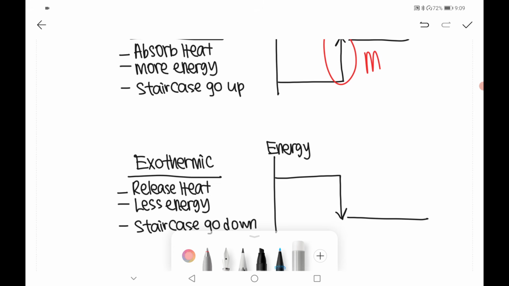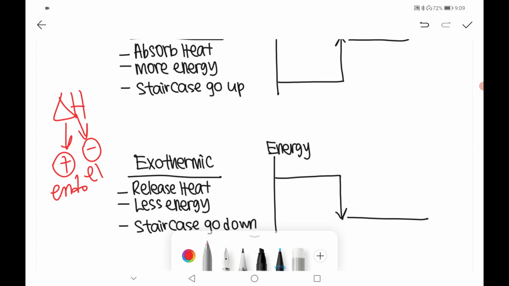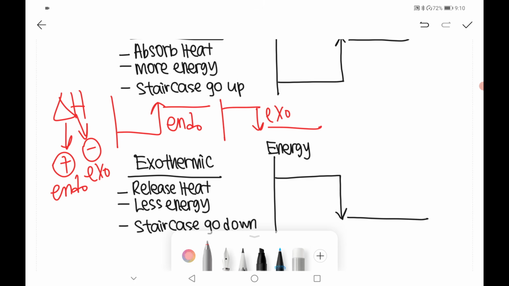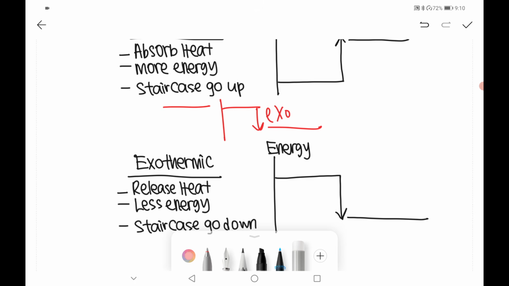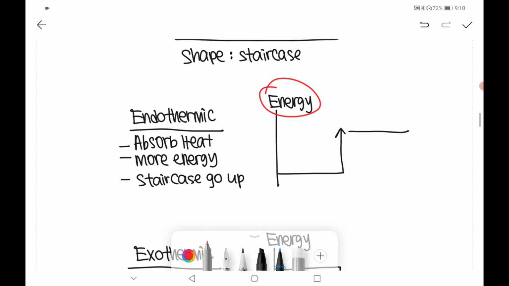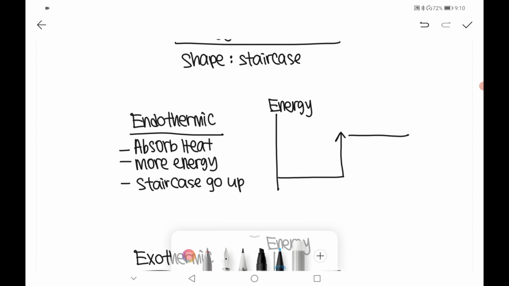You have two ways to know. Number one is to look at the delta H. When you look at the delta H, positive is endo, negative is exo. Another way to know is to look at the staircase. If the staircase is going up, it's endo. If the staircase is going down, it's exo. So this is how the question can ask about endo or exo. We can look at the energy level diagram, and we can also look at the delta H. Two things here.